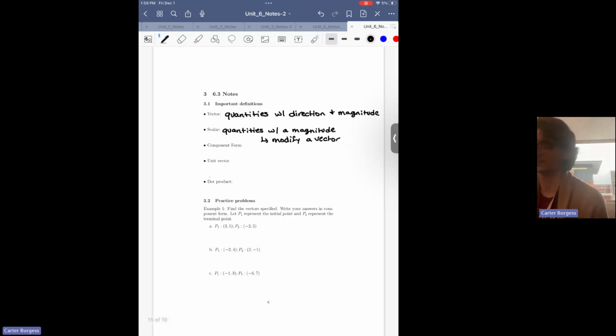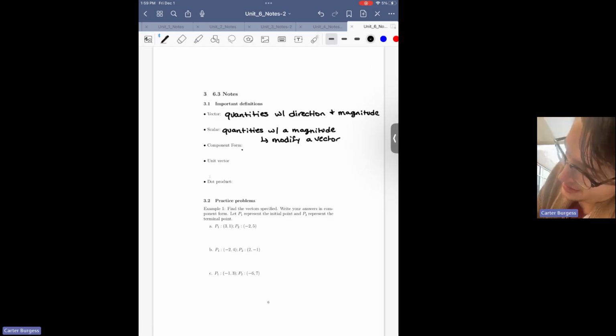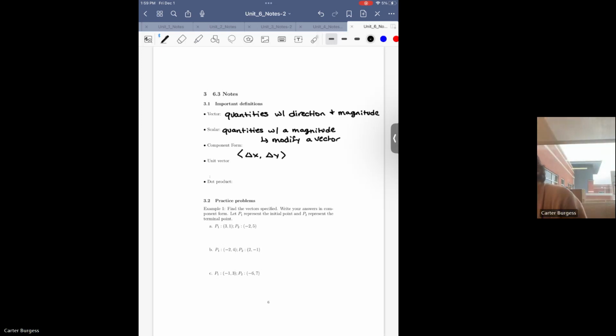So for instance, taking a look at component form here, we'll go ahead and add. This is going to be my change in x followed by my change in y. Looking at example 1 here, the first point that we're given, p sub 1, represents the initial point, and the second point, p sub 2, represents the terminal point.